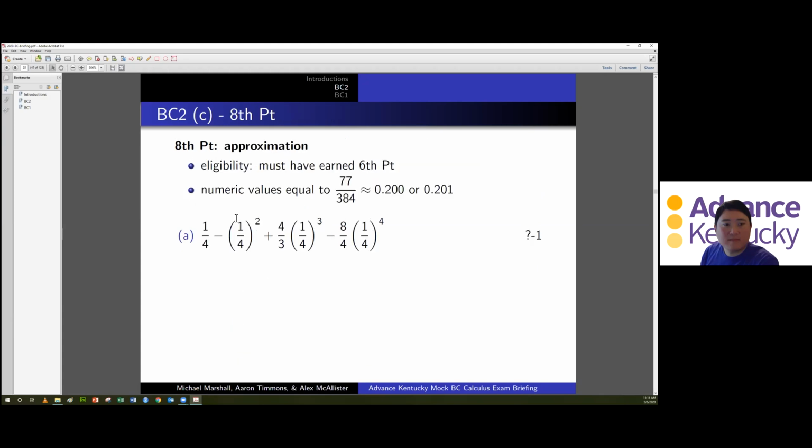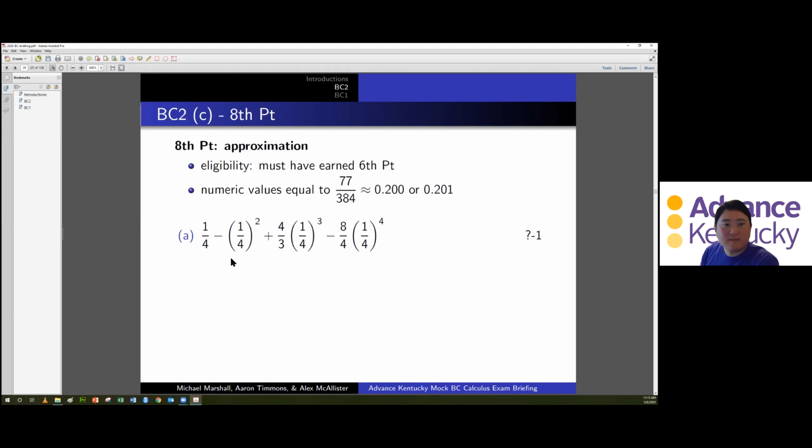Yeah. So the eligibility. So this is actually a hard one to think about what an eligibility is going to be on. I think we landed on what we think we'd like to do is have the student earn the 6th point. And we'll be looking for numeric values equal to the 77 over 384, which is approximately, right, 0.200 or 0.201. And so what are different expressions that can earn this 8th point?